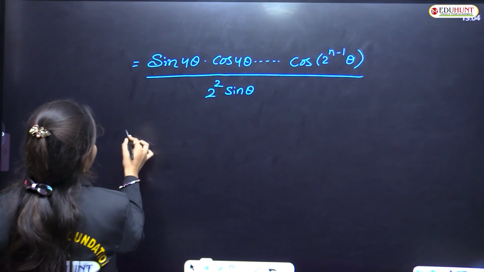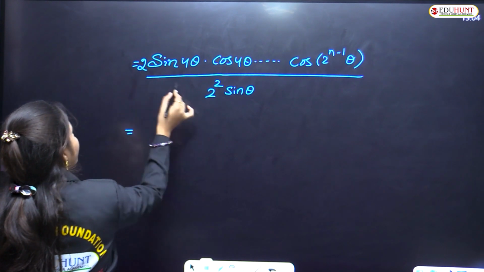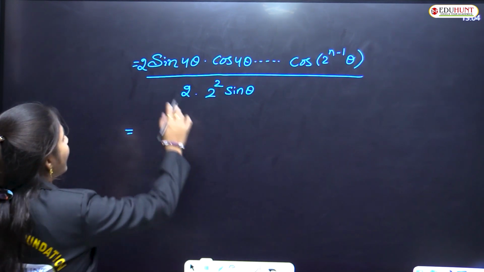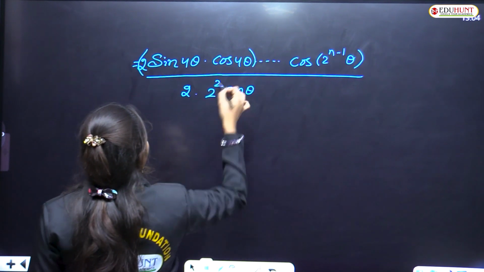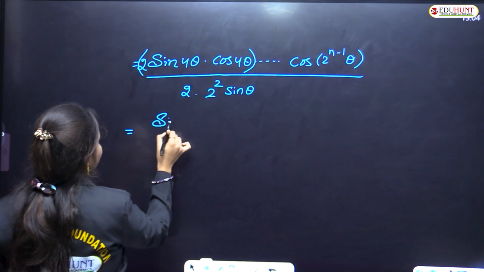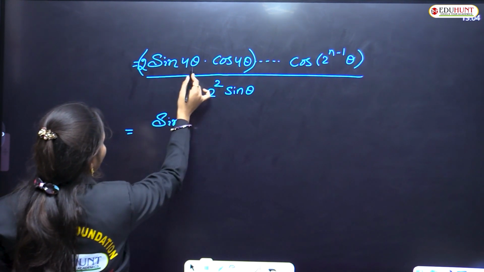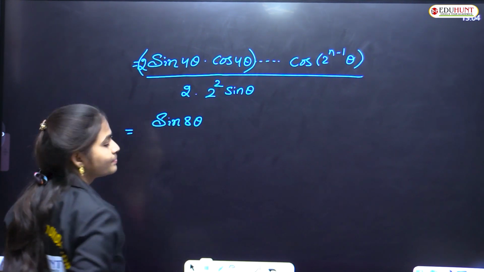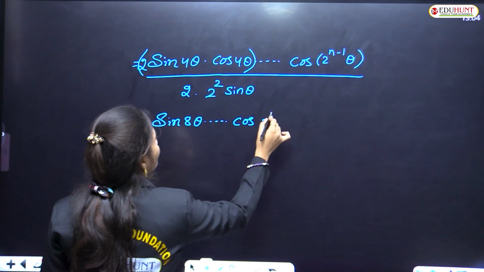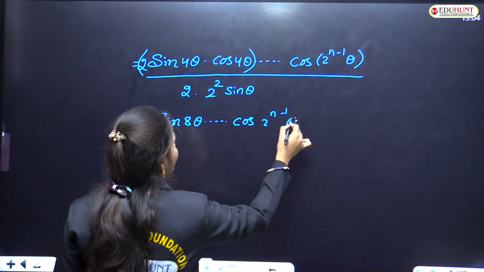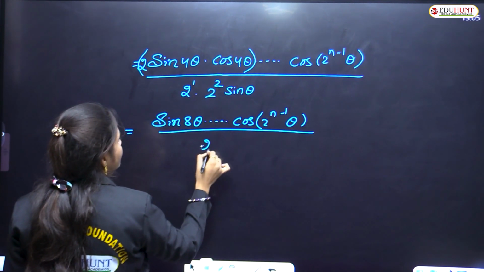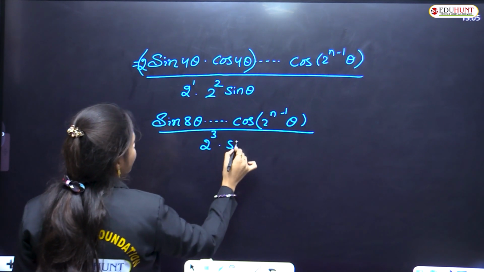Okay, so which is equal to, again I want to multiply and divide by 2. Now this is in the form of 2 sin theta cos theta. So again this is the formula for sin 2 theta. So 2 into 4, that is 8 theta. And so on, cos 2 power n minus 1 into theta whole by, here 2 square into 2, so which is equal to 2 cube sin theta.